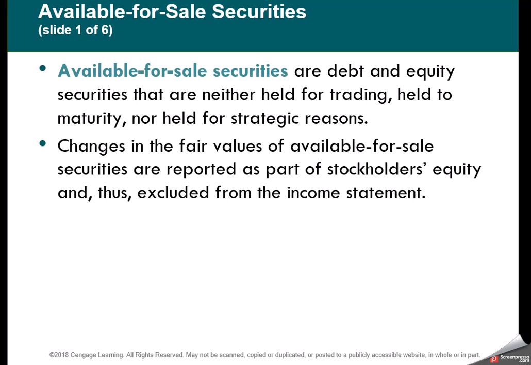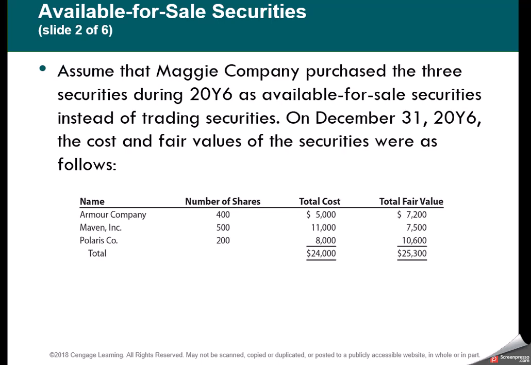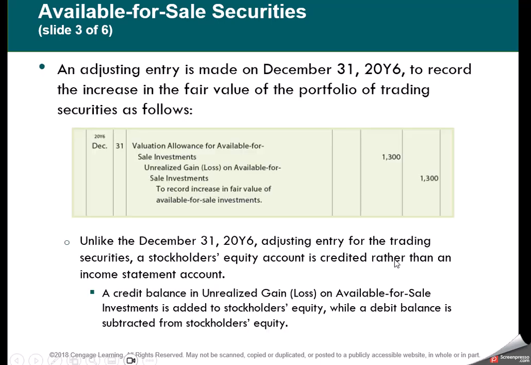Available for sale securities are ones that we could sell today if we chose to, so we're not holding them for any strategic reasons. For those ones, we'll report it as part of our stockholders' equity section. Here we have our total cost and our total fair value. So we have an unrealized gain. It will go into that valuation allowance and then our unrealized gain, but it's not going to be on our income statement. It's going to be in our equity section of our balance sheet.